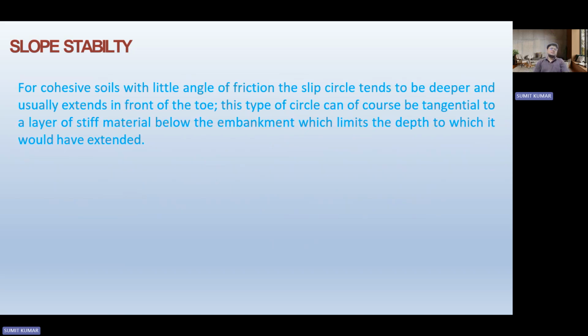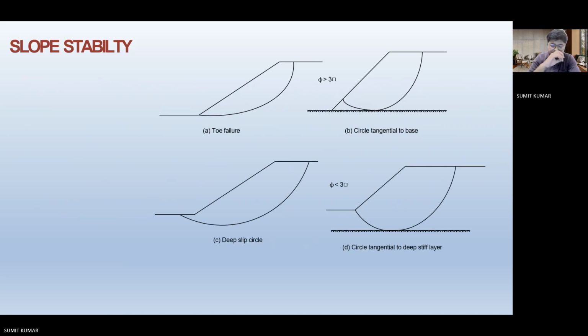Now you see in this slide it has been mentioned that for cohesive soil with a little angle of friction, the slip circle tends to be deeper and usually extends in front of the toe. This type of circle can, of course, be tangential to a layer of stiff material below the embankment, which limits the depth to which it would have extended. Now see over here, all the figures, there are four figures that have been presented.